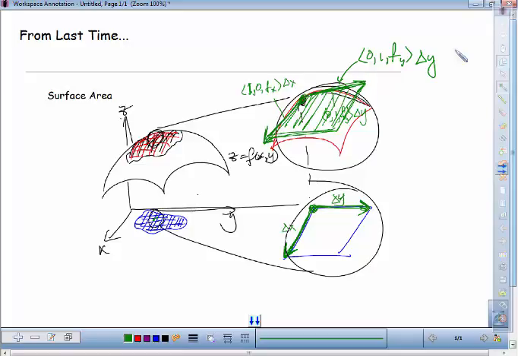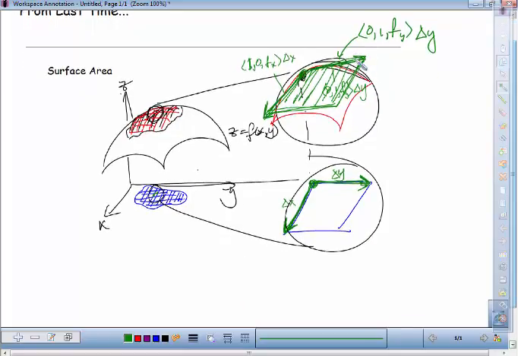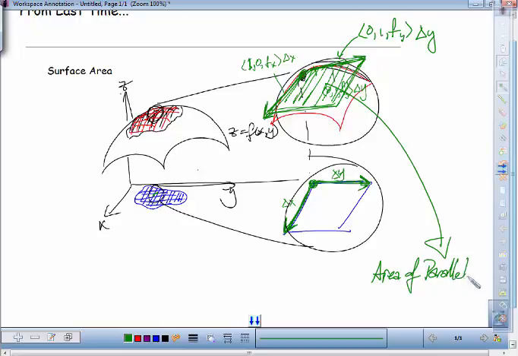But we want to add up these areas, and if you cross these two vectors, you're going to get the vector perpendicular to it, right? But if you take the magnitude of that, it turns out that that's going to be the area of the parallelogram. So that's where we were. Area of parallelogram is going to be the magnitude of the cross product.